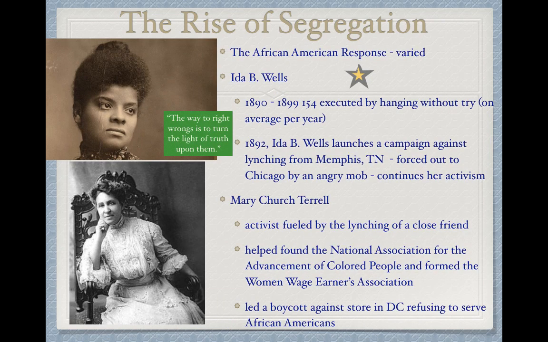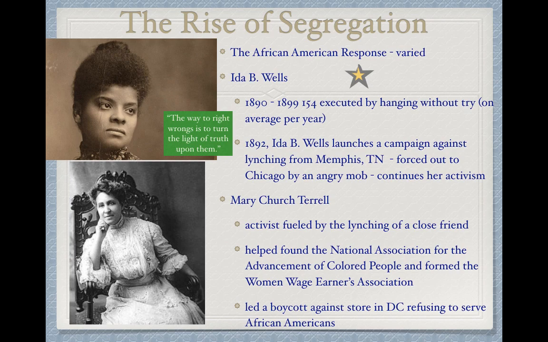Ida B. Wells is somebody else we should all know, and she's actually a Memphian. She's a journalist. Her famous quote here: "The way to right wrongs is to turn the light of truth upon them." She published a paper where she would reveal the victims of lynchings, and she published things about them, who they were. So it is a campaign against lynching. She launches her newspaper from Memphis, Tennessee. She is literally chased out of town by an angry mob. So she's forced to move to Chicago, where she continues her activism.